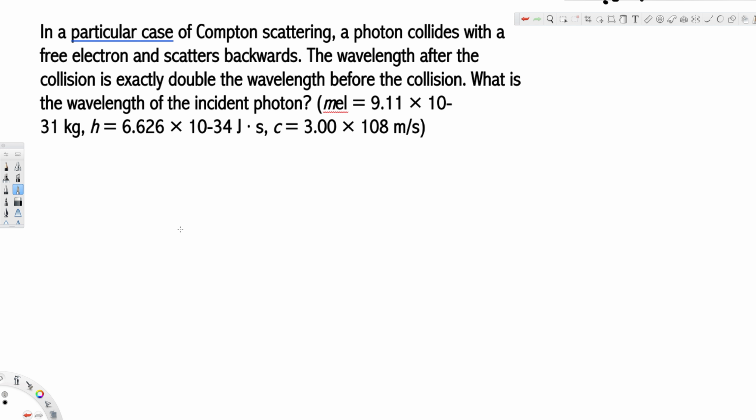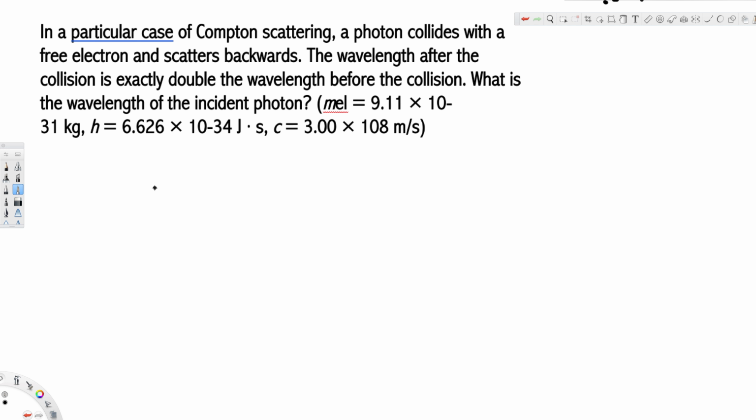Guys, let's look at this problem right here. This question is asking: in a particular case of Compton scattering, a photon collides with a free electron and scatters backwards. The wavelength after the collision is exactly double the wavelength before the collision. What is the wavelength of the incident photon?